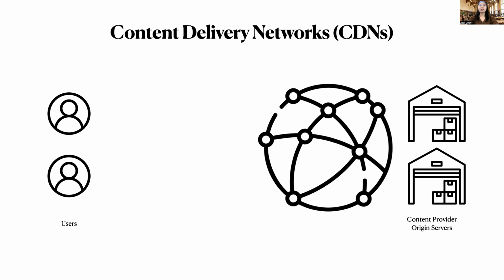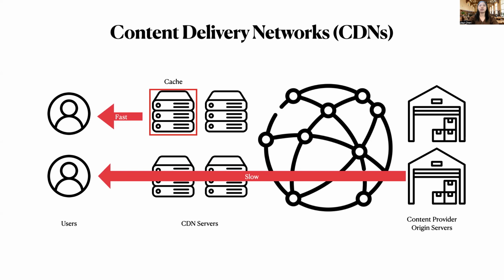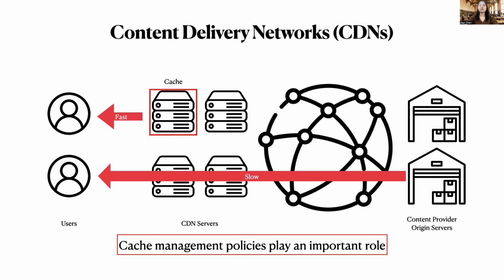Content delivery networks serve most of the internet traffic today. They deploy numerous edge servers that are close to the users. Each server acts as a cache for faster data retrieval. Effective cache management policies play an important role in enhancing user experience and optimizing operational costs.